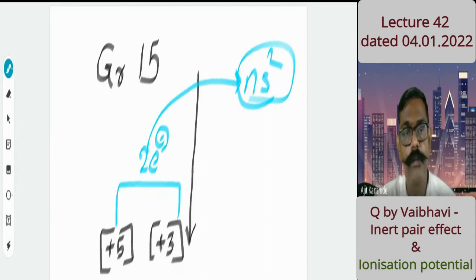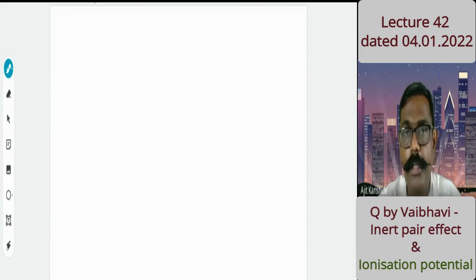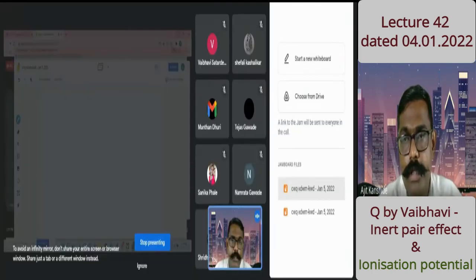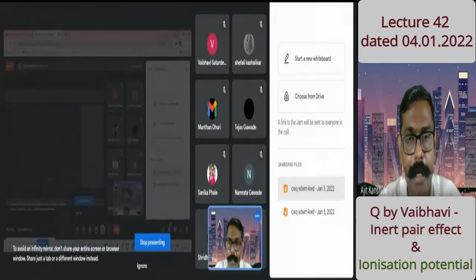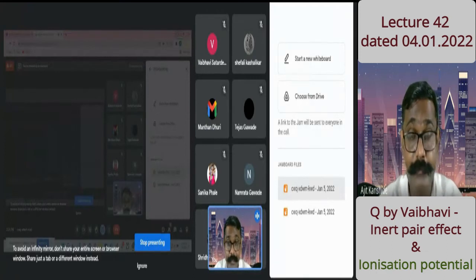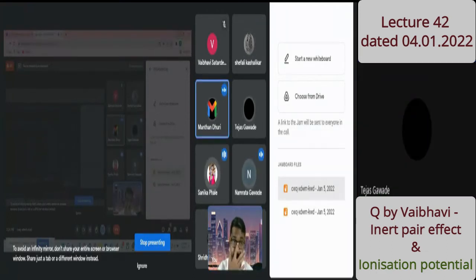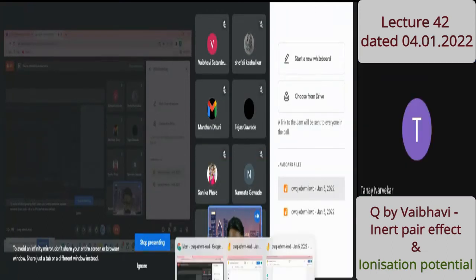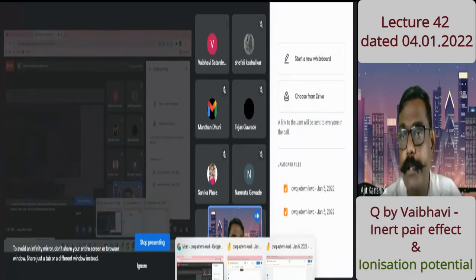So Vaibhavi, your question was regarding the inert pair phenomenon. Is the answer to the question clear? Yes, sir. Other students, the question asked by Vaibhavi and the answer I provided, is it clear? Yes, sir. Very good. Any other question? Anybody has any question?